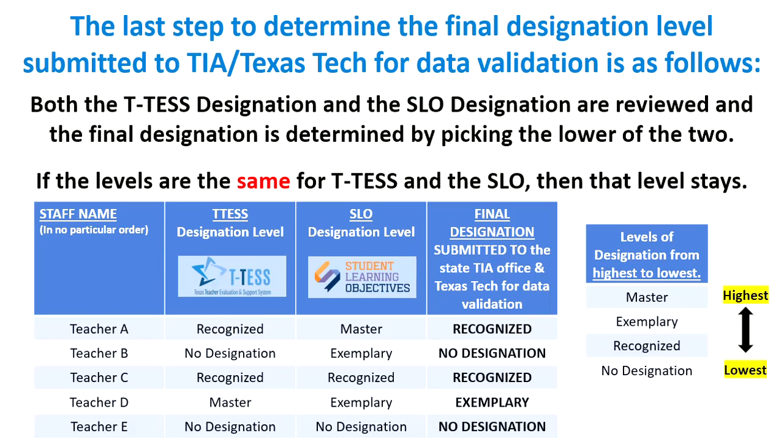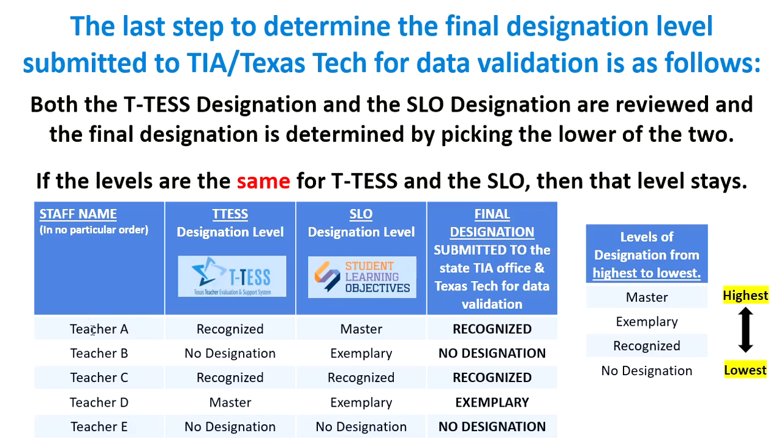This is the most important part of the process, which is the last step to determine the final designation level submitted to TEA and Texas Tech for data validation. Both the T-TESS designation and the SLO designation are reviewed, and the final designation is determined by picking the lower of the two. If the levels are the same for T-TESS and SLOs, then that level stays. Let's talk about that for a second. These are the levels of designation. The highest is master, exemplary, recognized, and no designation at the very bottom.